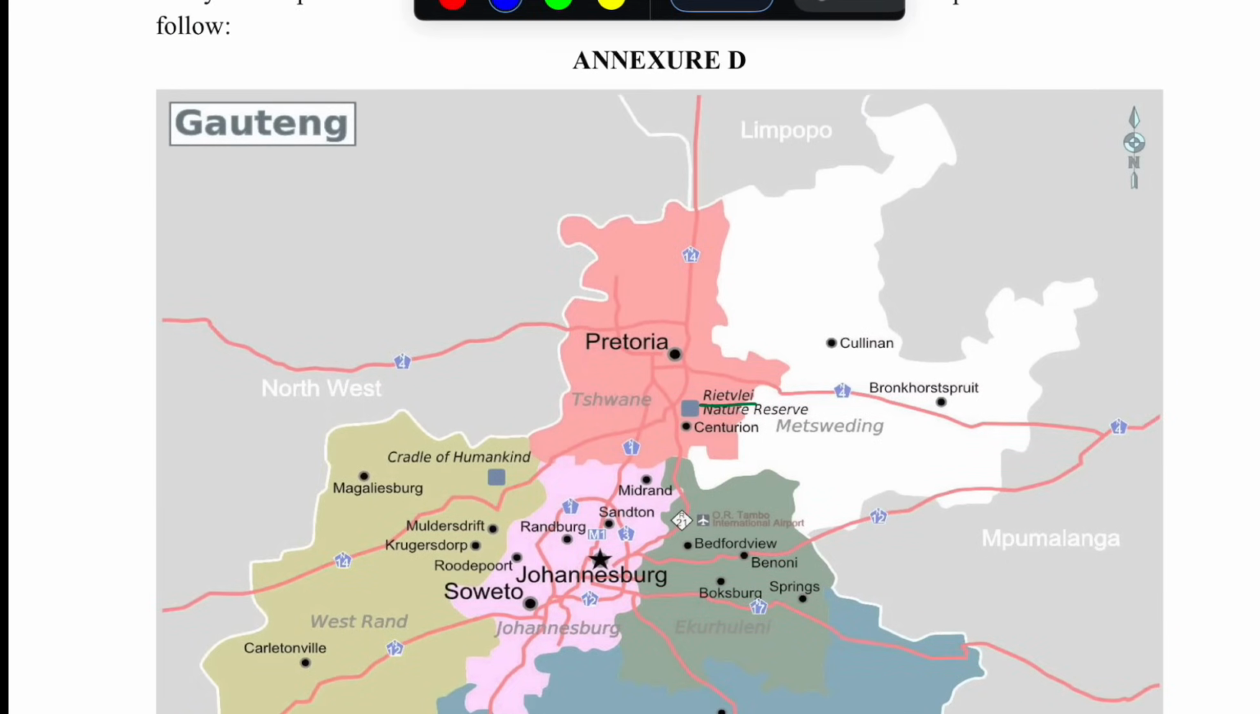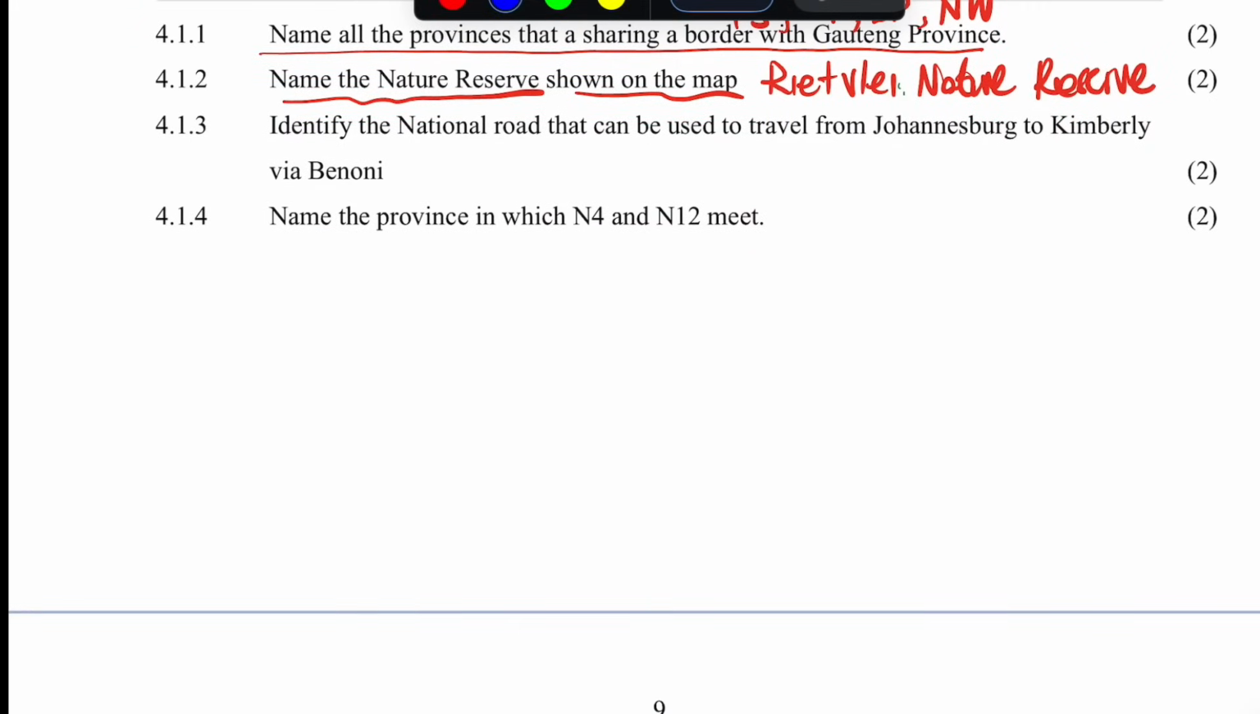Okay, let's look at Limpopo. Let's say we're going to Limpopo. Which national road are we going to take from Joburg? You're going to take the N3, and then you take the N1, and then from the N1 you take the N14 to Limpopo. Guys, I hope I did not lose you there.